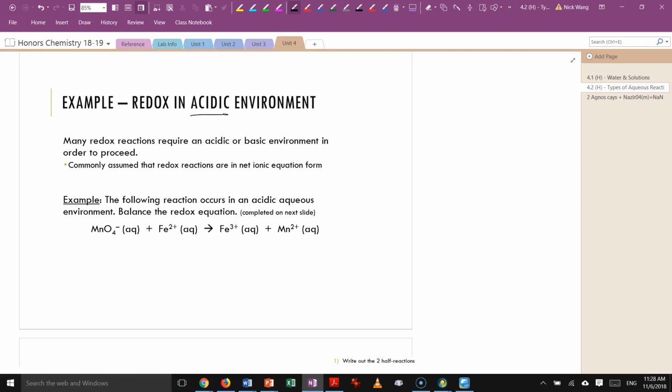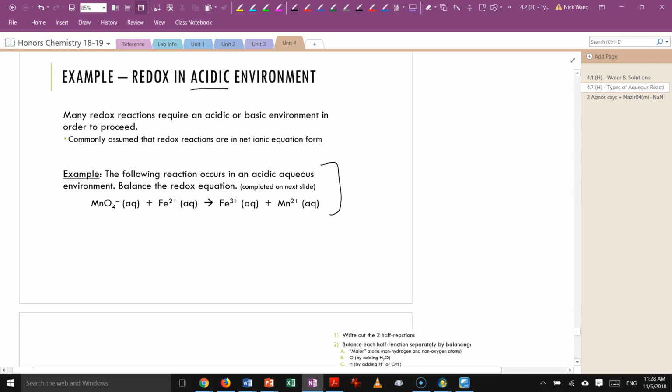So let's take a look at this one right here. This is a prompt you might see. The following reaction occurs in an acidic aqueous environment. And then we're going to have to balance the redox equation. So you see a bunch of stuff here, right? You obviously see a bunch of ions. And so it's going to be a little bit of work here. It's not going to be as obvious as what we do with just regular balancing.